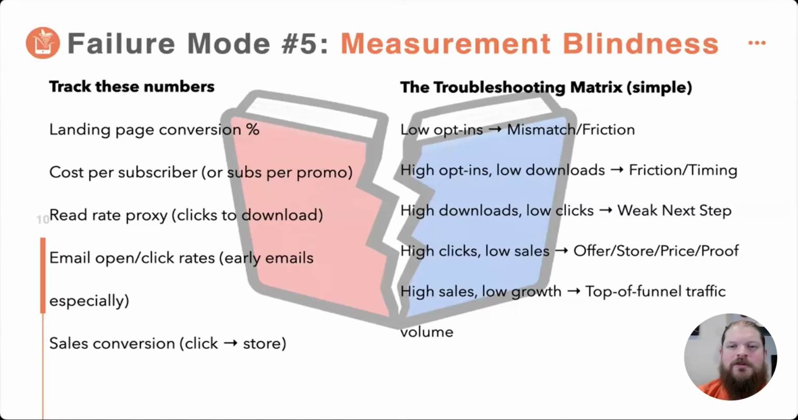There's more data there. So the troubleshooting matrix, which has been on the screen the whole time, right? Again, low opt-ins, that typically means that there's a mismatch, could be friction, right? If our landing page isn't doing its job.